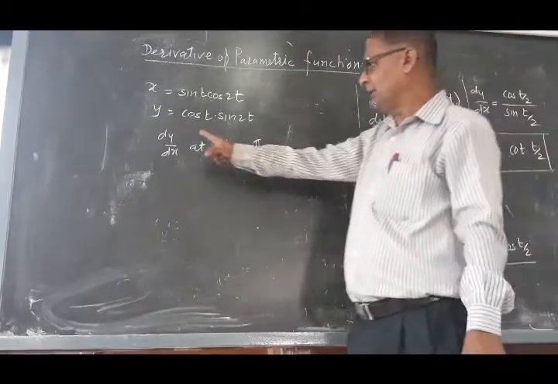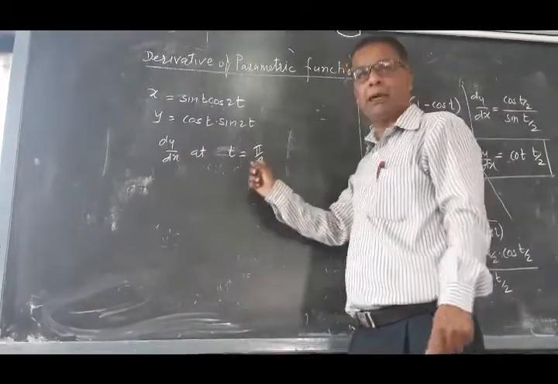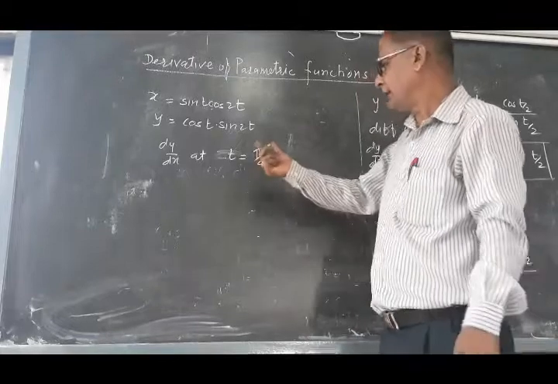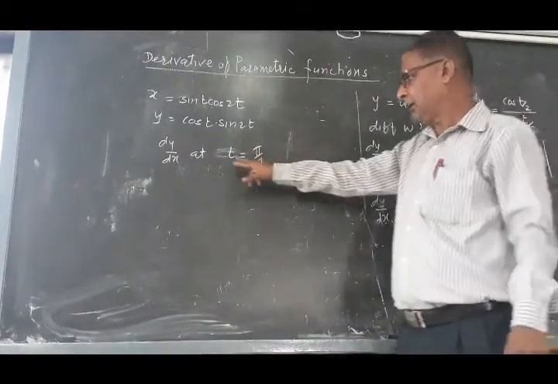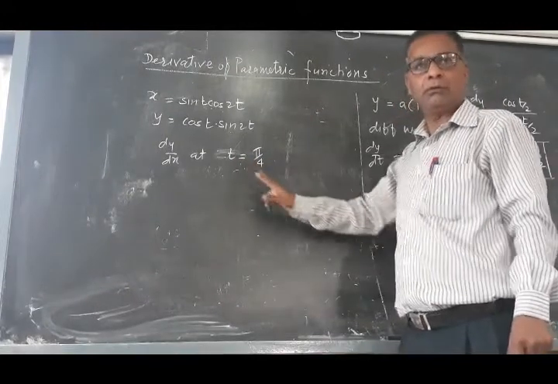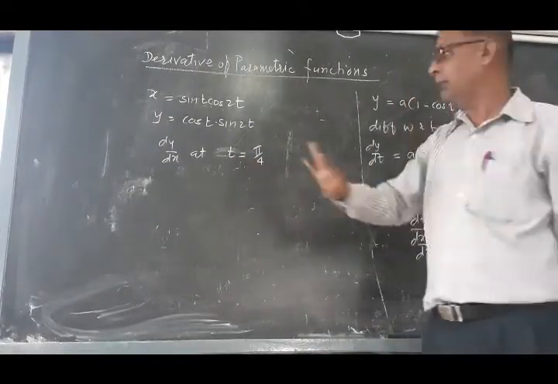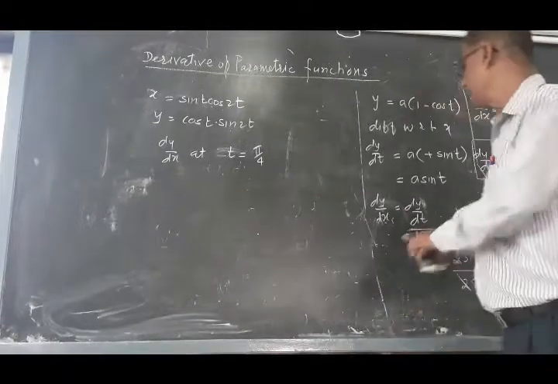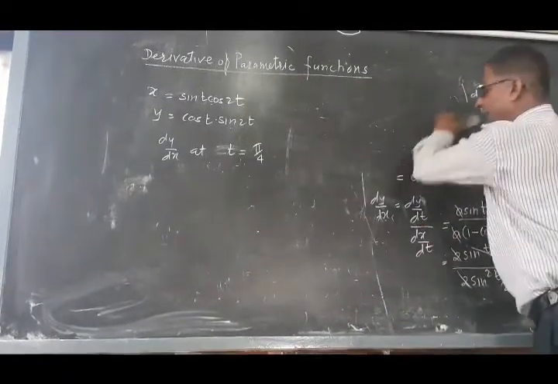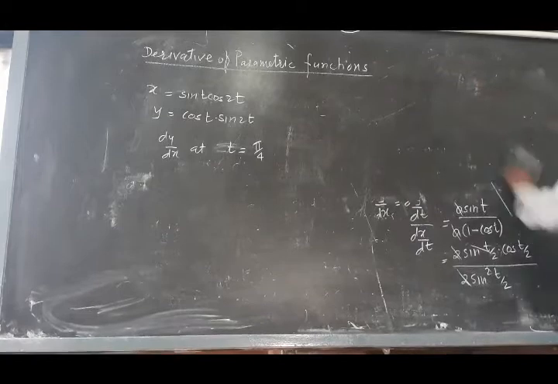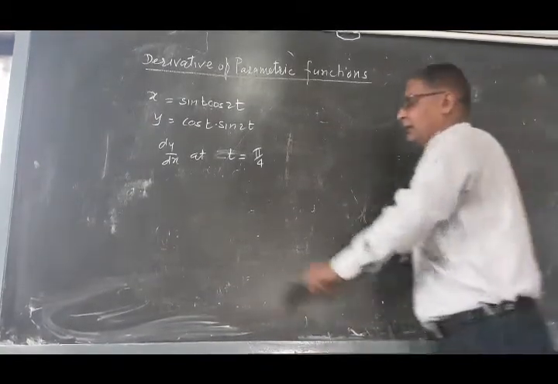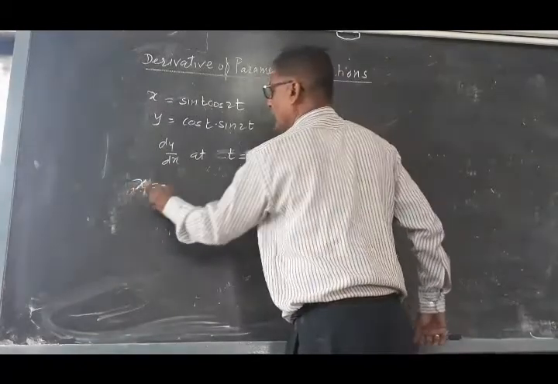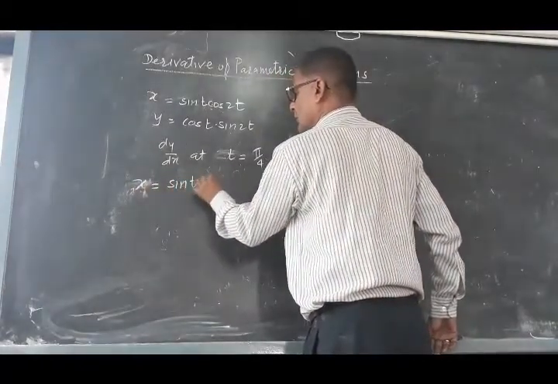Now this is also a parametric function, but here we have to find the derivative dy upon dx at t is equal to pi by 4, because t is a parameter and we want the parametric function at the particular point t is equal to pi by 4. So we can get a particular derivative of this parametric function. It is easy to solve this one. Again we can solve it this way. Take x is equal to sin t into cos 2t.